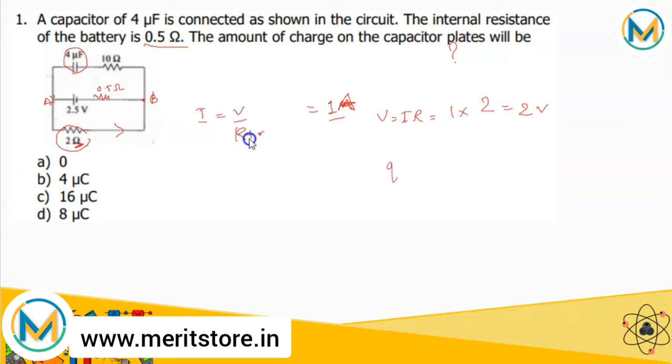Now the charge. Charge is equal to CV, where C is 4 microfarad, which is given in the question, and V comes out to be 2 volt, that is the potential difference. So this comes out to be 8 microcoulomb, since farad times volt gives coulomb, that is a charge. So the correct answer for this question is option D, that is 8 microcoulomb.